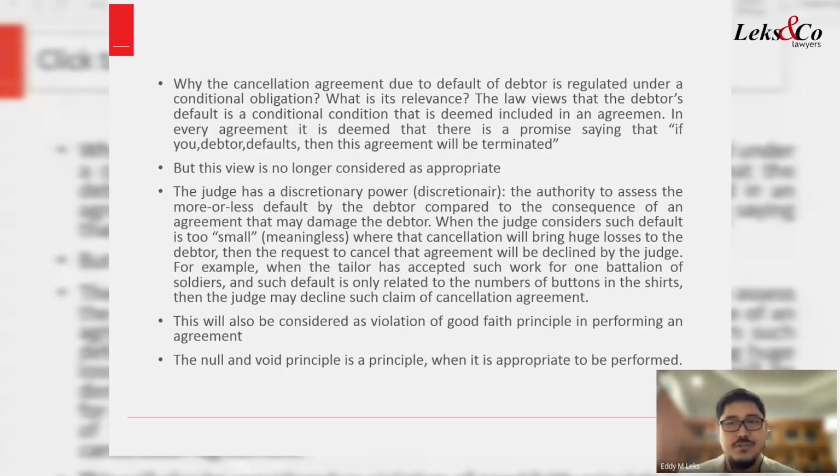Okay, now the question, why is it regulated? The law views that the debtor's default is a conditional condition that is deemed included in an agreement. That's Article 1266, right? In every agreement, it is deemed that there is a promise saying that if the debtor defaults, then this agreement will be terminated. Because 1266 is related to 1265.